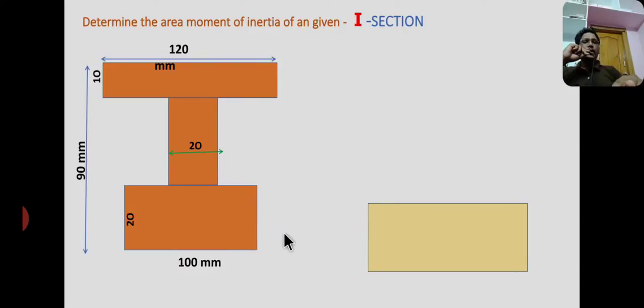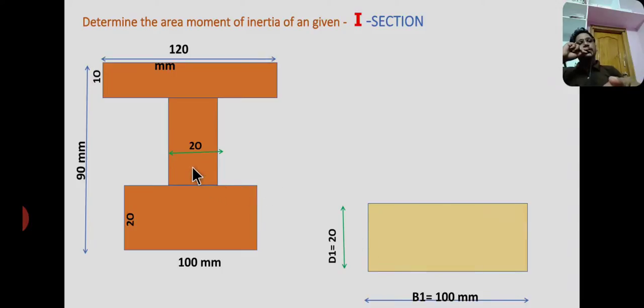First of all, I consider the bottom rectangle as section 1 having dimensions bottom base b1 equal to 100 mm and depth or height d1 equal to 20 mm. So therefore the area of the bottom rectangle equals b1 into d1, that is 100 into 20, that is equal to 2000 mm square.